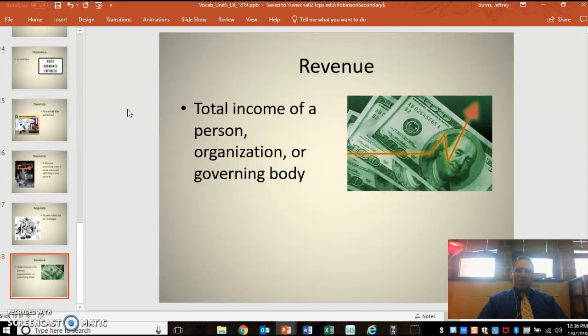All right, last one is revenue. We've talked about this word before with Finance Park and earlier this year with taxes, okay? But it's basically how our government makes its money through taxes, right? That the revenue is the total amount of tax money that the governing body has. So that's revenue. You're going to see that at the national, state, and local levels.